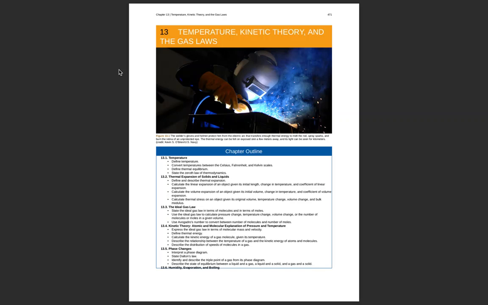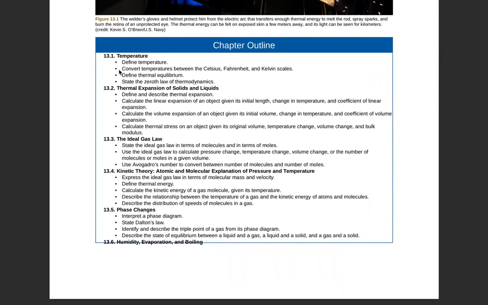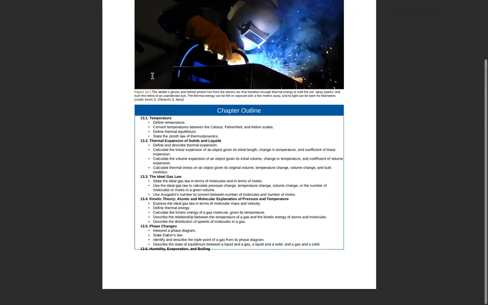All right, so here we'll be talking about chapter 13, temperature, kinetic theory, and gas laws. As you can see from the outline, we'll go over temperature, defining it, converting it between Celsius, Fahrenheit, Kelvin, defining thermal equilibrium, stating the zeroth law of thermodynamics. We'll go into some thermal expansion of solids and liquids, the ideal gas law with kinetic theory as well. A lot of these are chemistry related subjects, just like chapters 11 and 12. So we'll go ahead and get started.